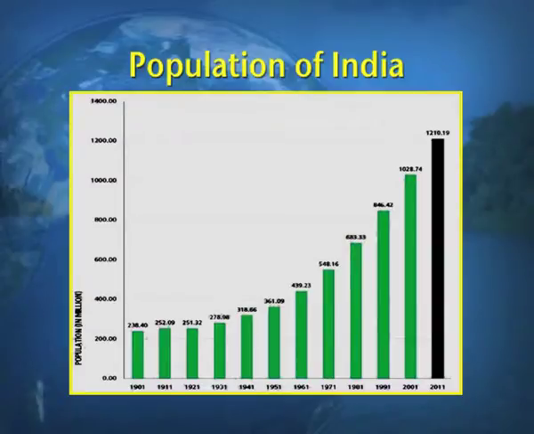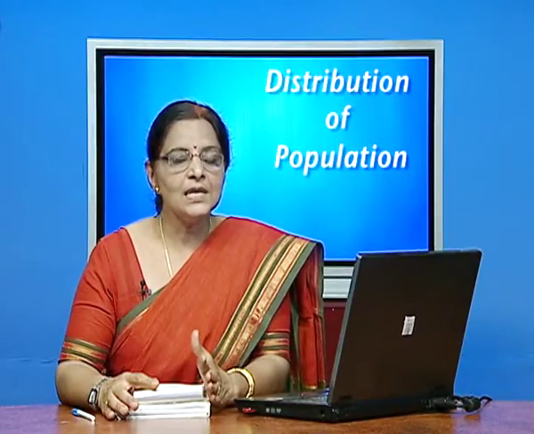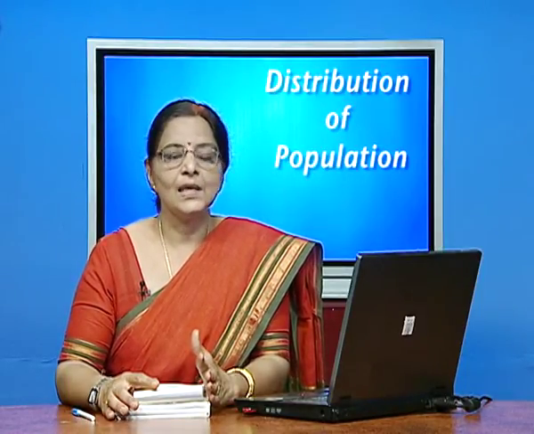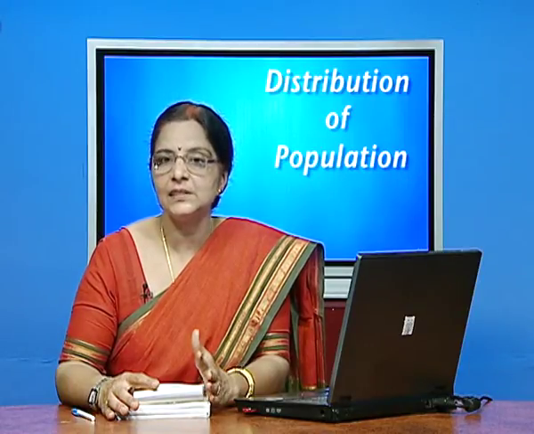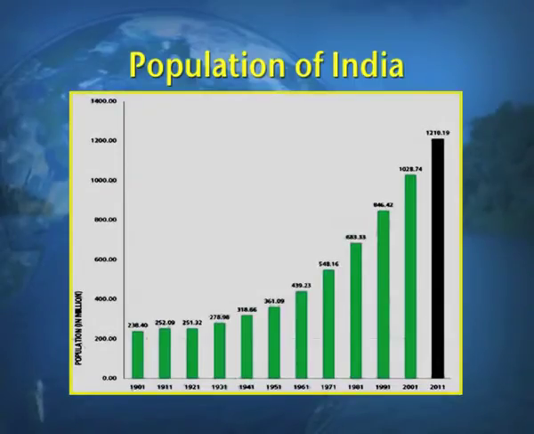with 252.09 million population, 1921 census, the population rose to 251.32. There is a sudden slight decline in the population of around 1 million in the year 1921. So, we will be taking up this issue: this decline in population in the year 1921 is known as a demographic divide year. We will be talking about this later in the lesson.